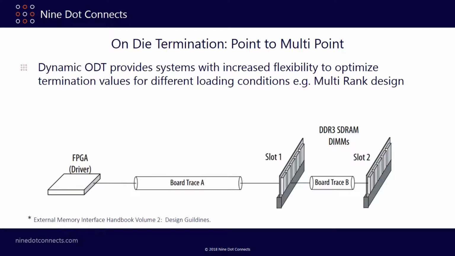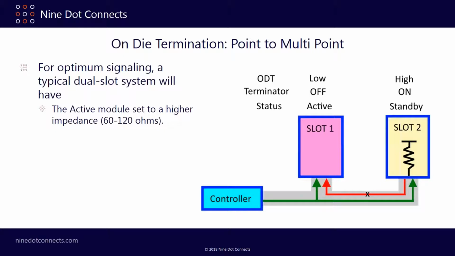Dynamic on-die termination provides systems with increased flexibility to optimize termination values for different loading conditions, i.e. what we're all familiar with dealing with motherboards, this multi-rank design. So for optimum signaling in a typical dual slot system, you're going to have an active and a standby module. The controller is going to ask the active module to set its impedance to higher than the normal 40 ohms. At the same time, the standby module is going to terminate to a lower impedance, typically 30 or 40 ohms.